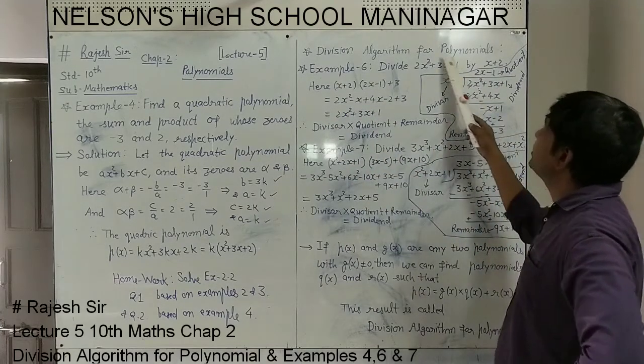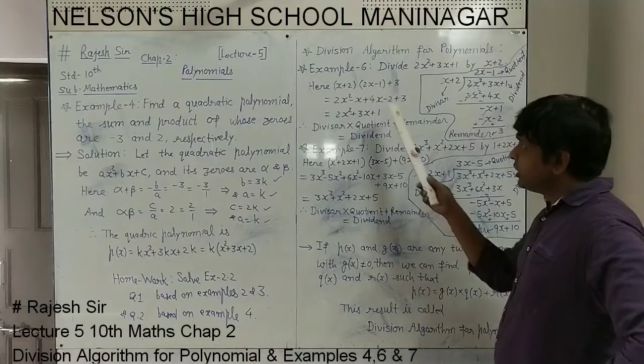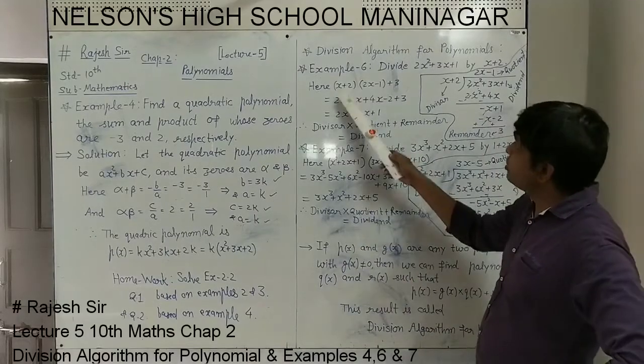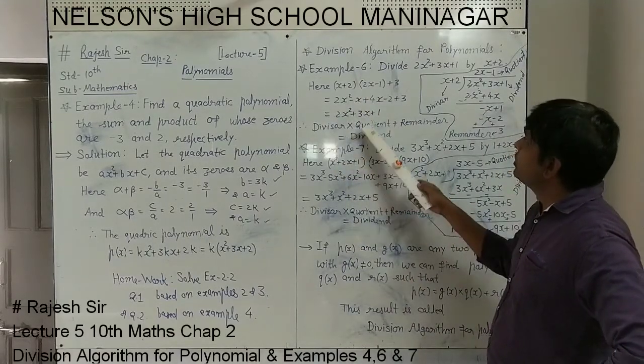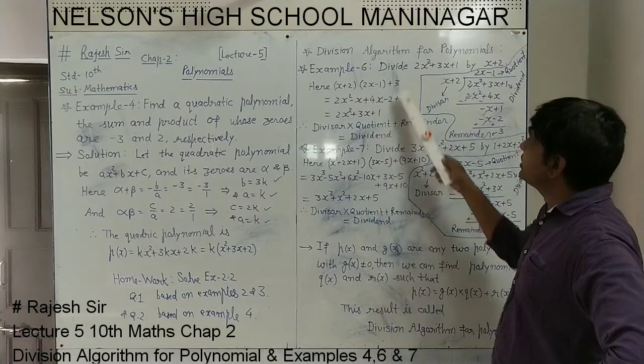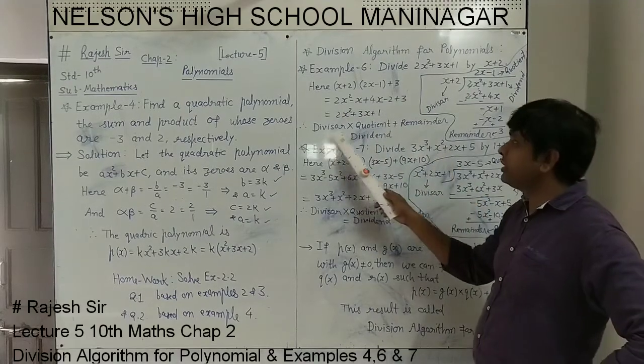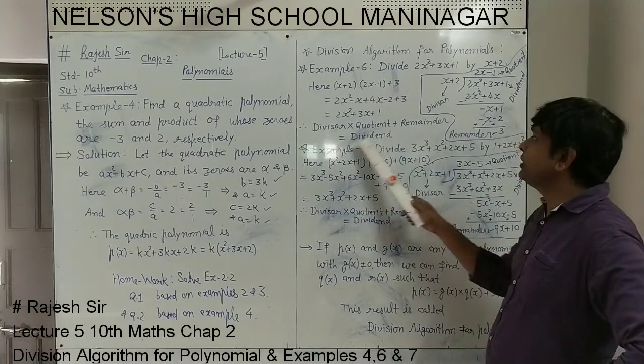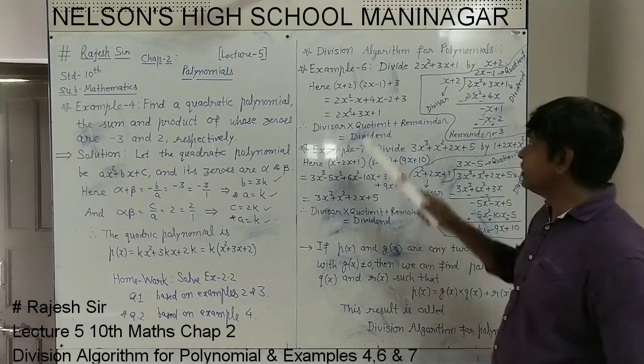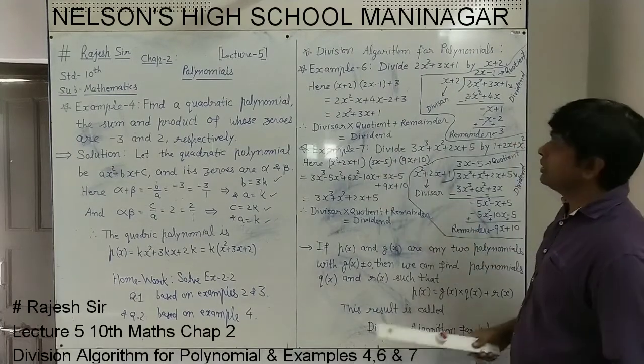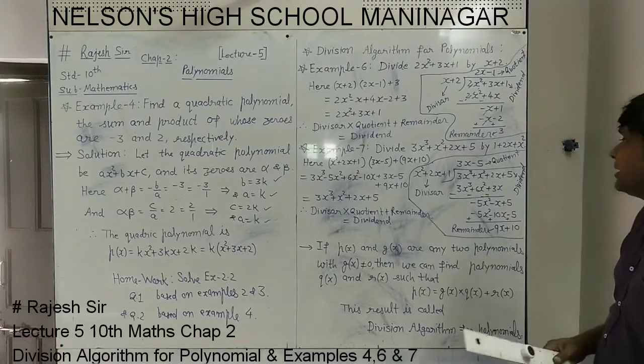You see, it is division. So what is the conclusion we have? x plus 2 is the divisor, into 2x minus 1 the quotient, plus 3 the remainder. If you do divisor into quotient plus remainder, what do we get? The dividend. Like here we got. This is the conclusion. One more example of this type we will see.